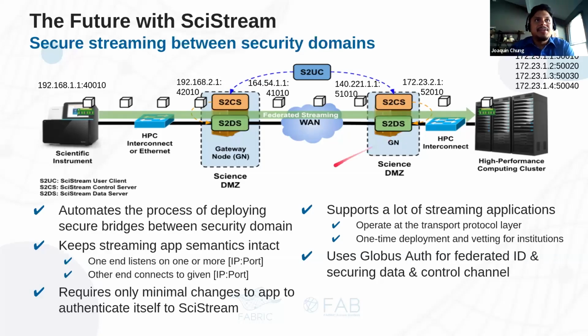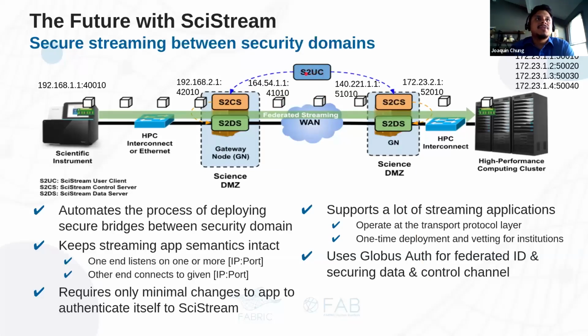So as I mentioned, SciStream will automate the process of deploying these secure bridges between security domains. It keeps the streaming application semantic intact because you now have to listen on local IP addresses from your local pool. You don't have to worry about IP addressing outside of your institution. It requires minimal changes to the application to interact with SciStream. It supports a lot of applications because we have developed SciStream to run on the transport protocol layer, and it uses Globus Auth for federated identity and authentication.